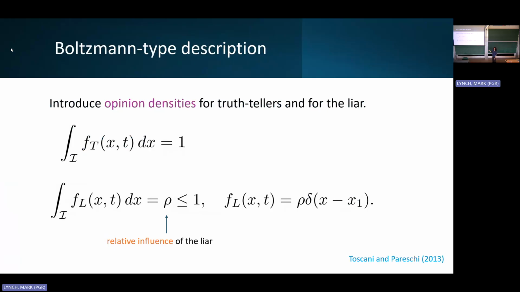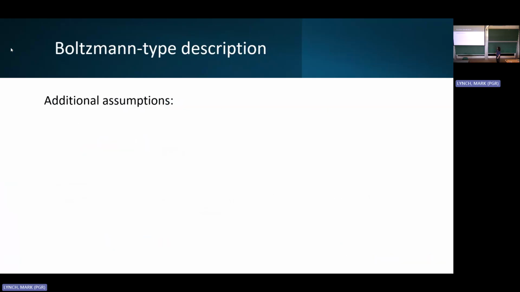But we know the density of the liar, because the liar doesn't change her opinion in time. It's just at x1, so it's this delta function, and then times rho, so that we get the appropriate normalization. Okay, and we're going to make a couple of additional assumptions.